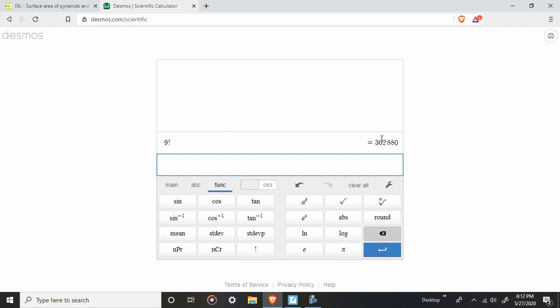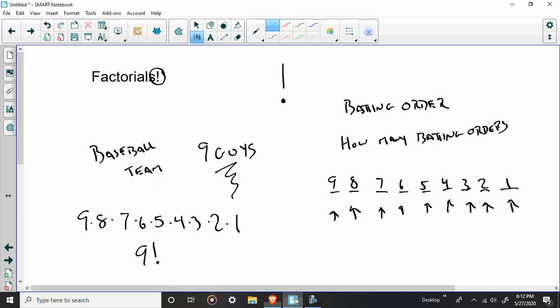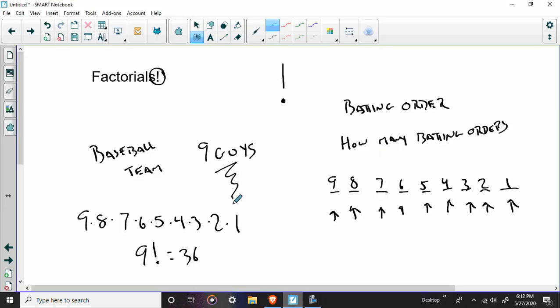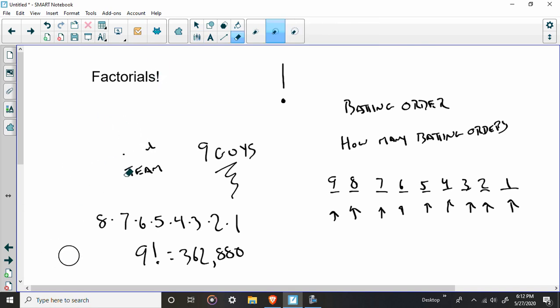And what is it? You have 362,880 ways. And that's much faster than writing 9 times 8 times 7 times 6 times 5 times 4 times 3 times 2 times 1. So factorials are a shorthand way of writing the different orders we can put things in, right?